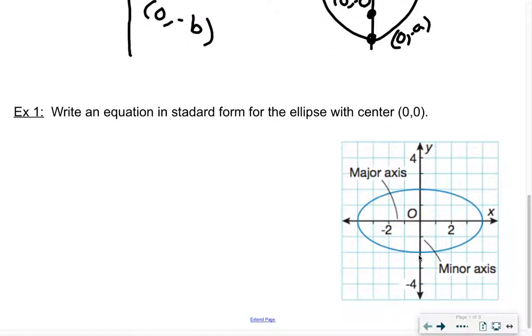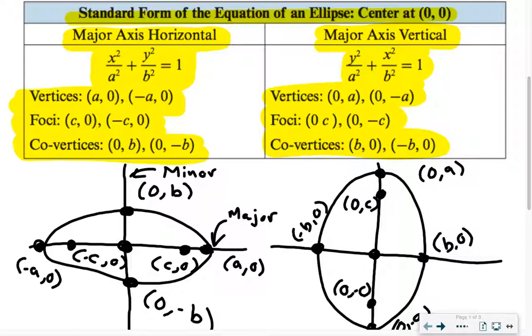We want to write the equation in standard form for the ellipse when it is centered at 0, 0. Now let's go ahead and identify the vertices and the co-vertices. Vertices are going to be these points right here. Co-vertices are there and there. They tell us the major axis is the x, the minor is the y, which makes sense. The other thing that I forgot to mention to you is the fact that the a value will always be greater than the b value. So I'm going to put it right here. A is always greater than b.